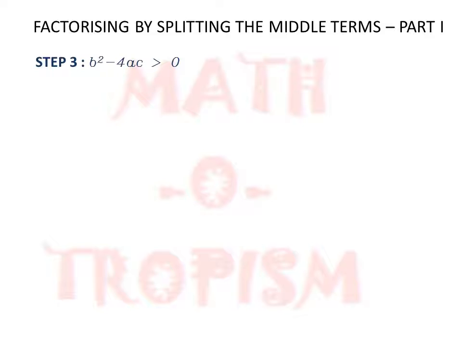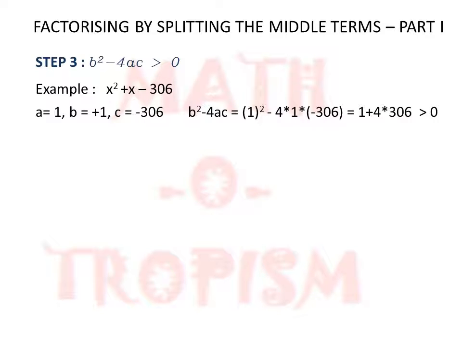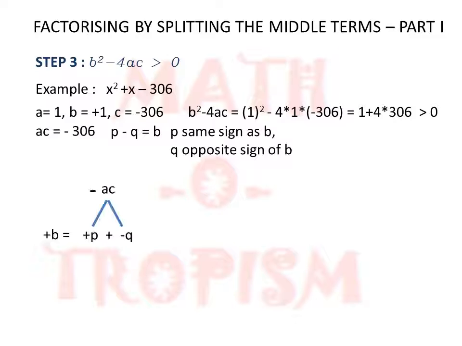Now we will go to the next example, x square plus x minus 306. A is 1, B is 1, C is minus 306, and when I substitute in B square minus 4AC, I get 1 minus 4 into minus 306, which is going to give me plus 4 into 306. So it is a number greater than 0. AC is minus 306, which means a negative number. So P minus Q, subtraction of the factors, should give me B, and P will be of the same sign as B, Q will be of the opposite sign.